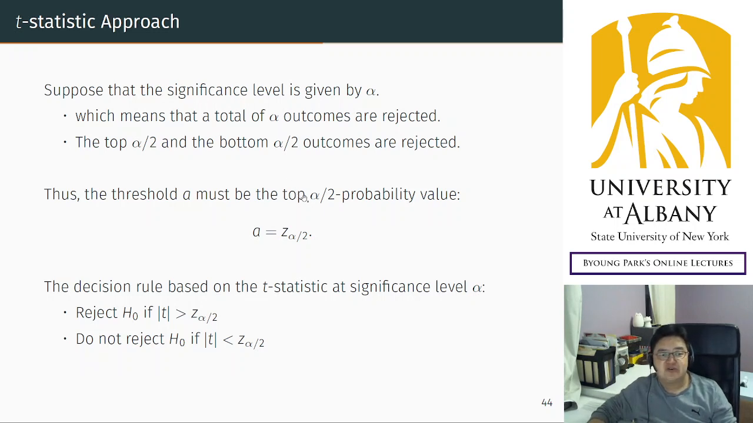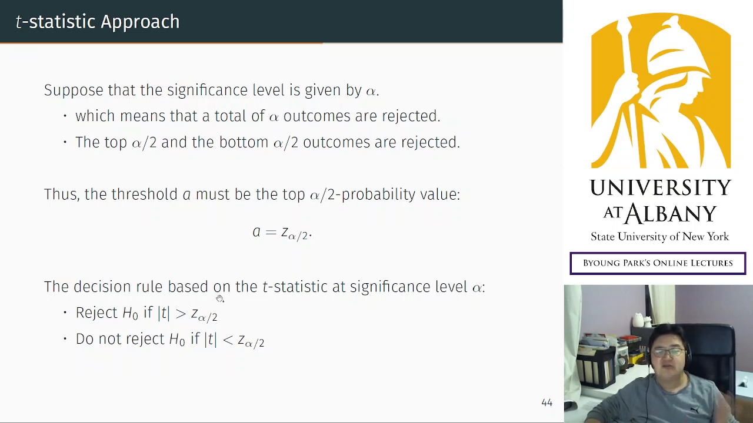So you have to choose the threshold A such that it equals the top alpha over 2 probability. So we are going to reject 2.5% from the top and 2.5% from the bottom. That's what we are going to do. That's how we are going to choose A, and we know that that is denoted as Z alpha over 2. So again, we use alpha over 2, not alpha itself, in this subscript. So you have to find top alpha over 2 probability value.